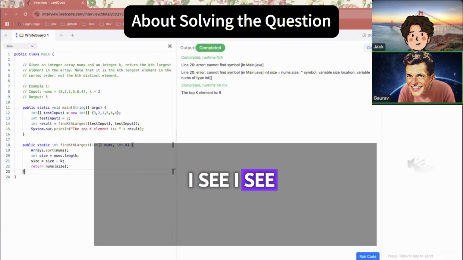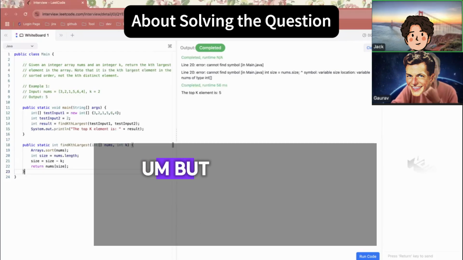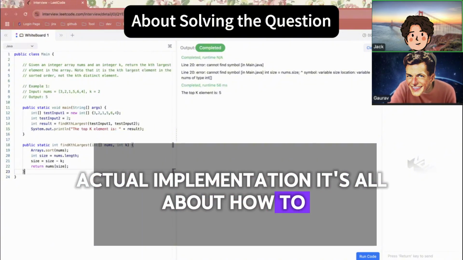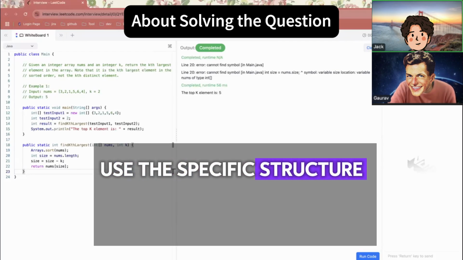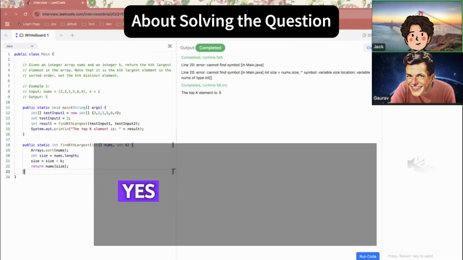I see, I see. Then yes, I guess I need more time to review this part. But thank you for the advice. I think it's not about actual implementation. It's all about how to use the specific structure, the syntax in Java from a language perspective. Yes, that is very good.